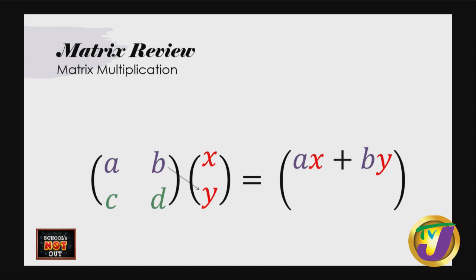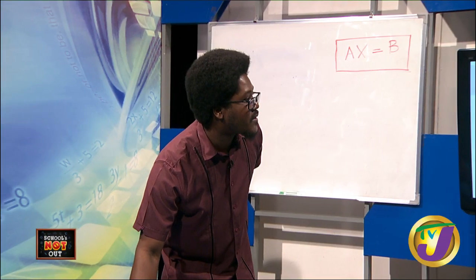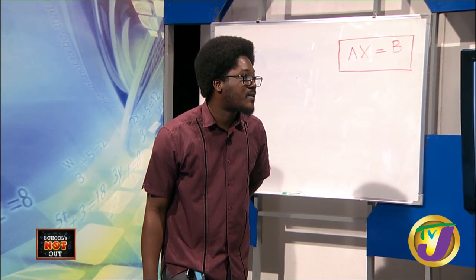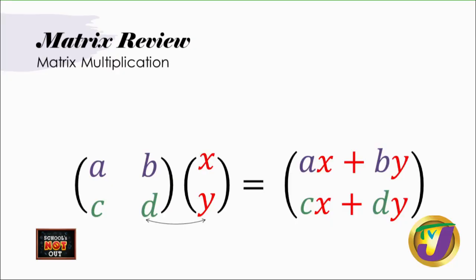We are going to repeat this for the second row. So we are now going to multiply the first element in the second row by the first element in the column to give us CX, and then we're going to complete it by adding the second element in the second row multiplied by the second element in the column. And that gives us the matrix AX plus BY, CX plus DY.